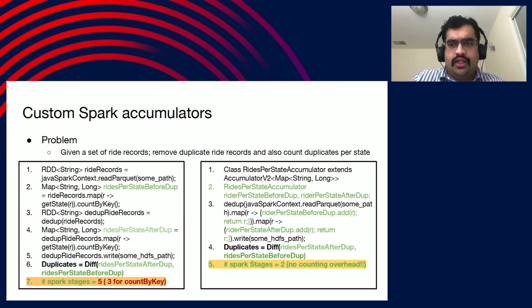The use case we are trying to solve is, let's say you have a set of rider records and you want to deduplicate those records. While doing deduplication, you want to figure out how many duplicates you see per state. So that's the goal. Let's start.